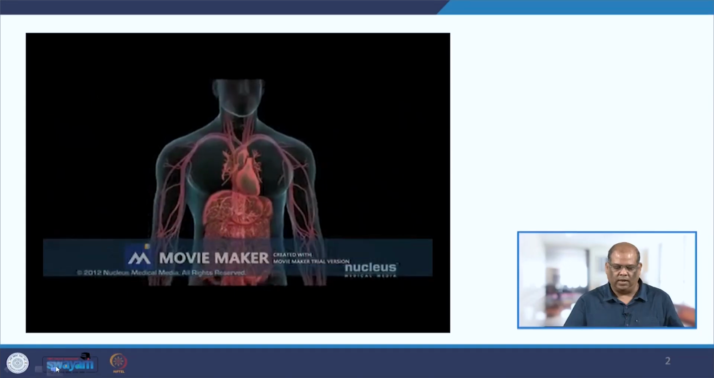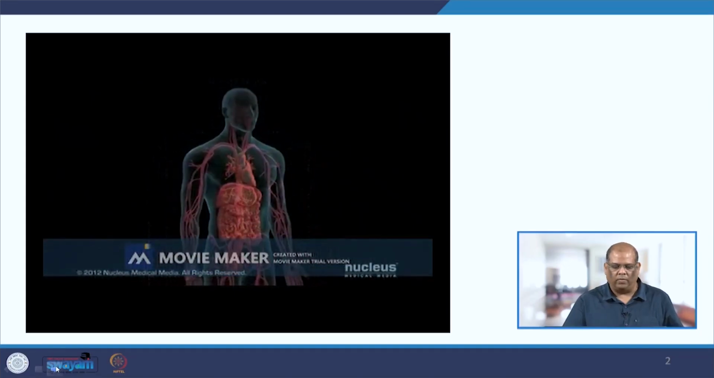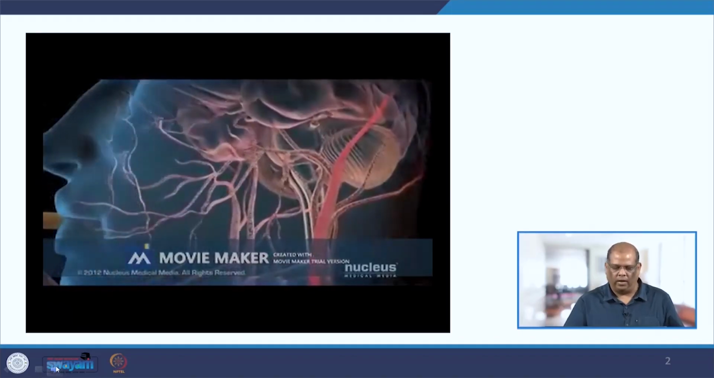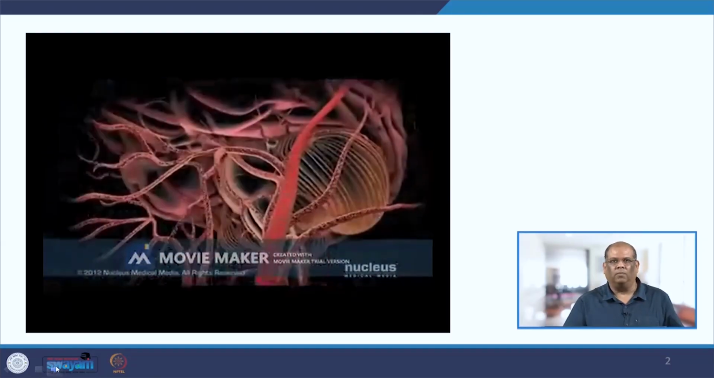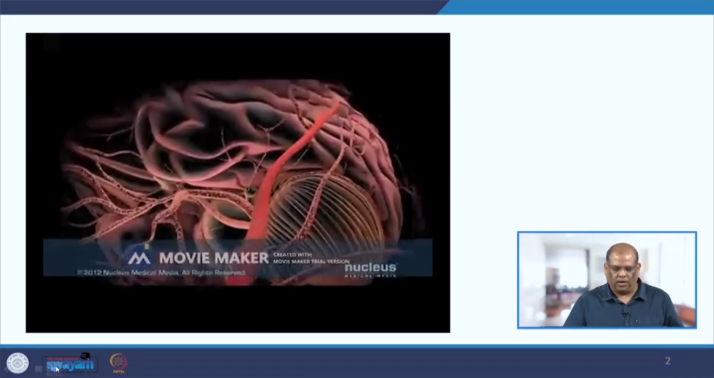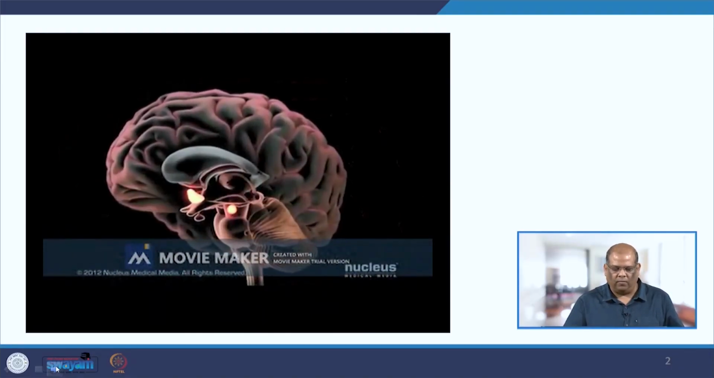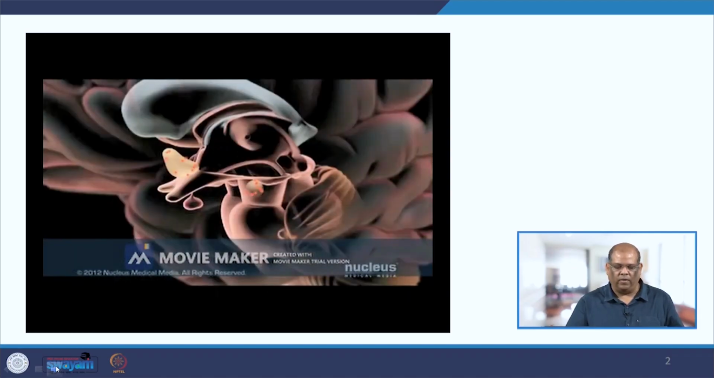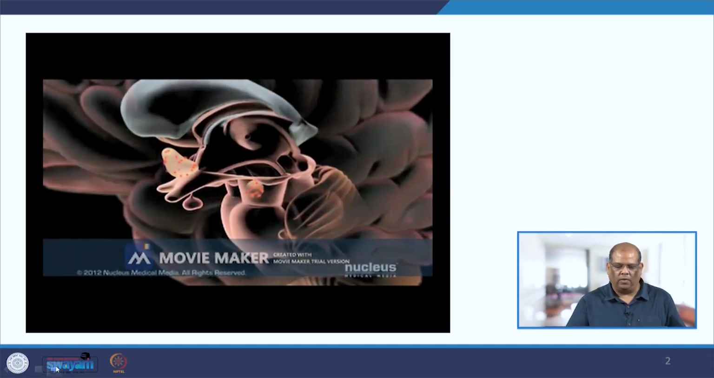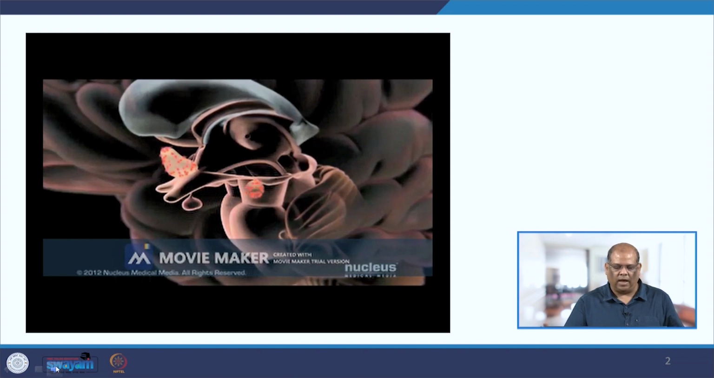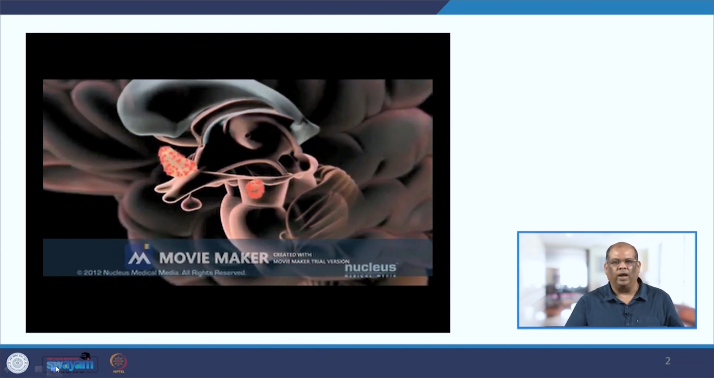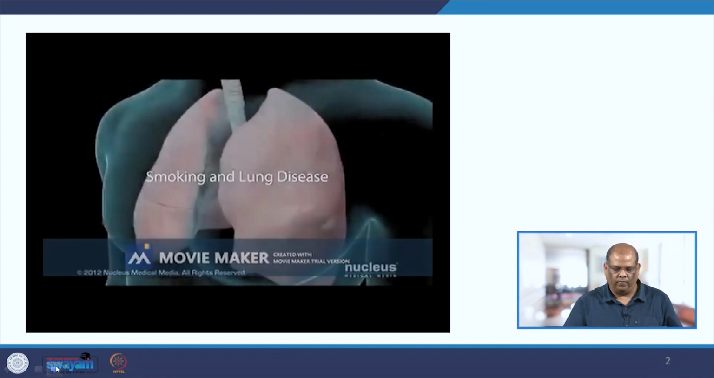When somebody inhales a cigarette, as you can see in the video, lots of toxic gases get inside. One of them, which we call nicotine, affects the brain. It highlights a part of the brain which gives you a very pleasurable feeling. As those parts get highlighted, you get addicted to smoking.